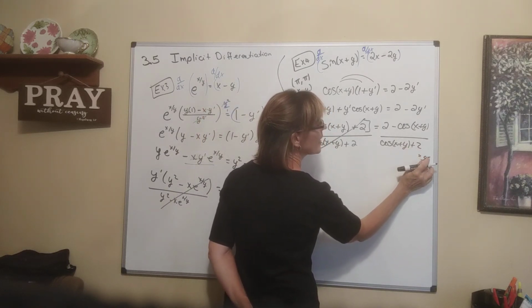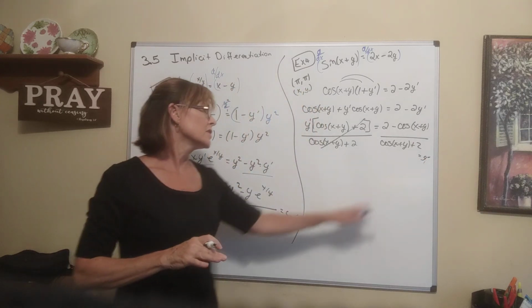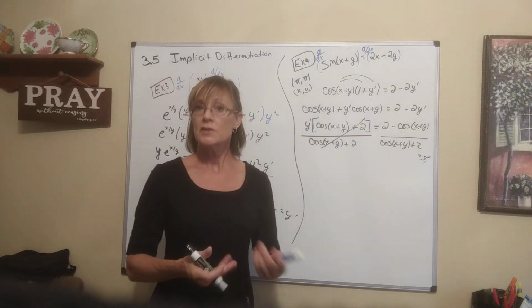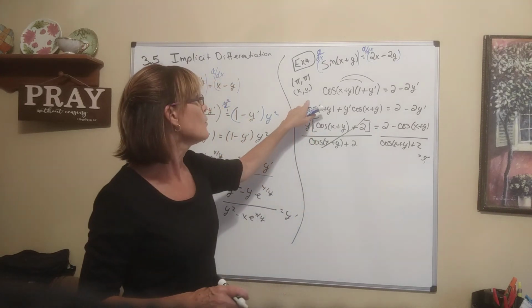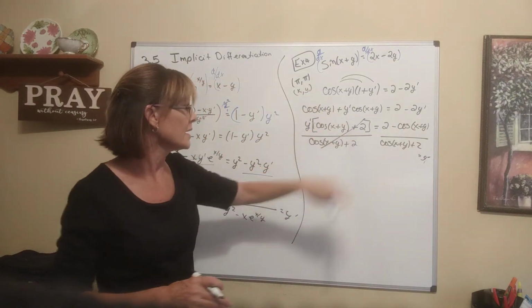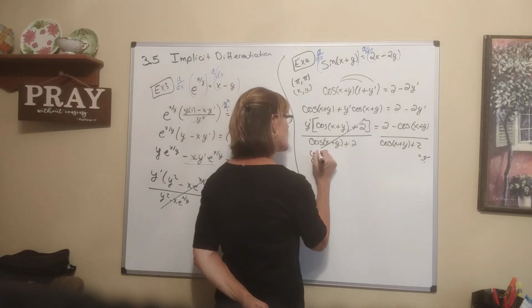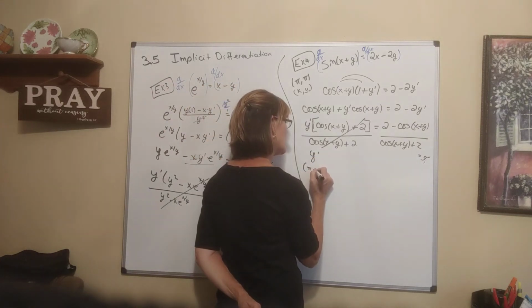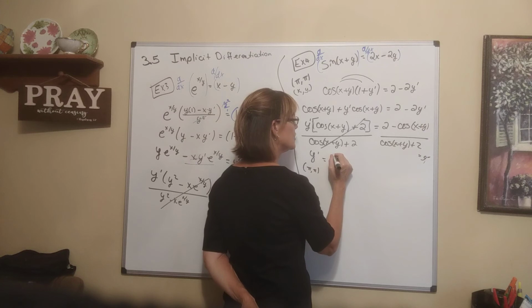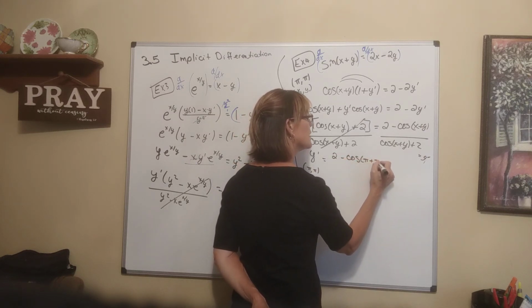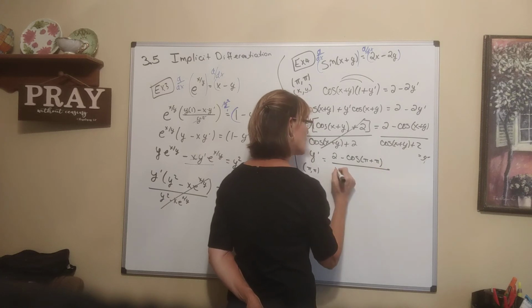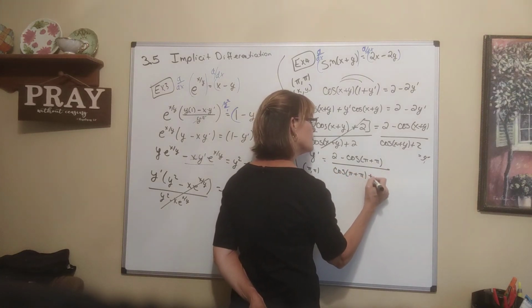But they didn't just say find y prime, they said write the equation of a tangent line at this point. So at the point when x is pi and y is pi. So let's plug that in. What is y prime at this point (pi, pi)? Well, that's going to be 2 minus the cosine of (pi plus pi) over the cosine of (pi plus pi) plus 2.